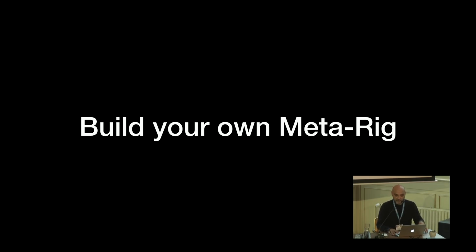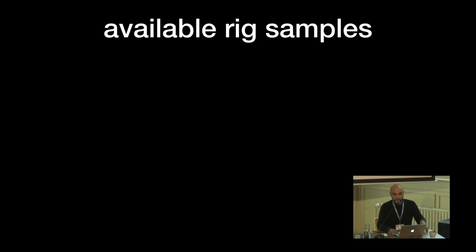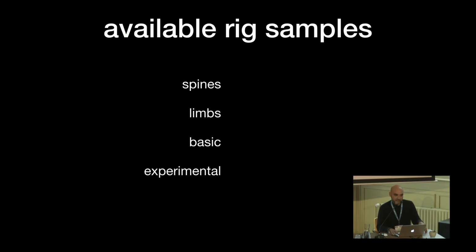To build your own meta rig, you have to know that there are some rig samples pre-made for you. The first class is the spine. Then you have limbs, the basic ones, which are utility objects. Experimental: you never use it in production unless you first get in touch with us, because maybe it's something we are just testing and it's there for other purposes. And faces, this is going to be deprecated. I'm going to expand on this later.